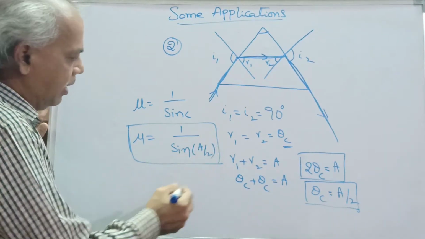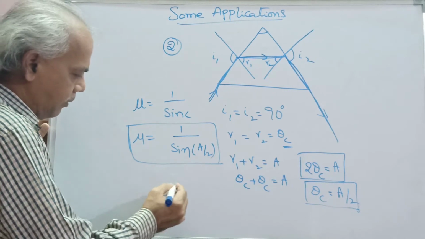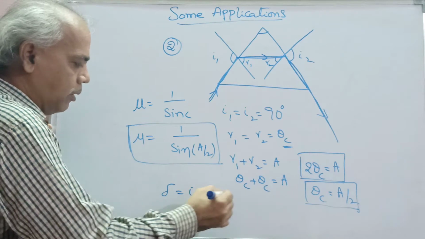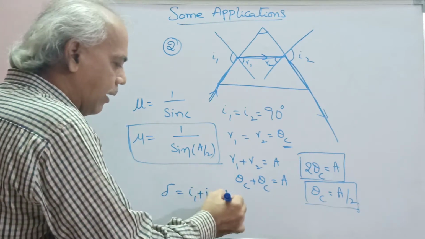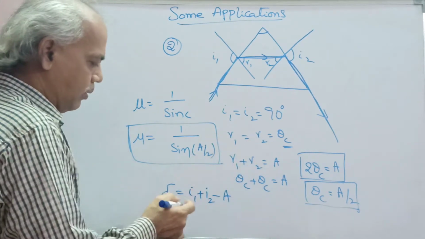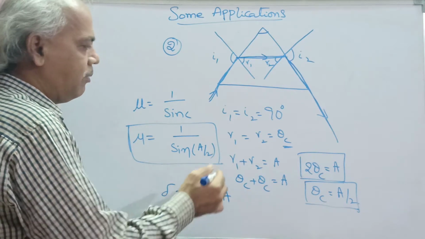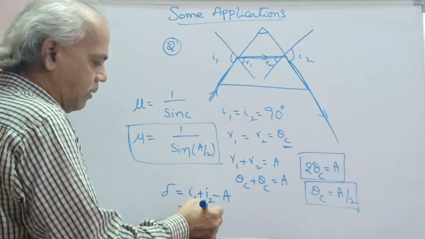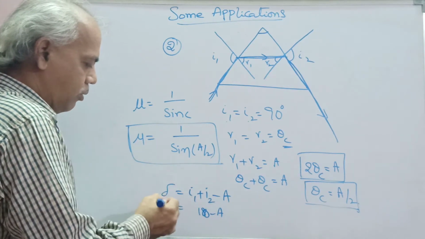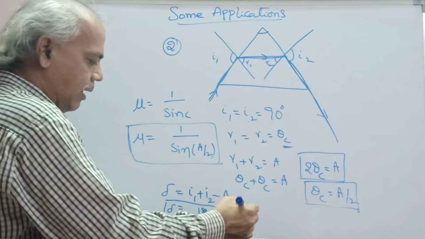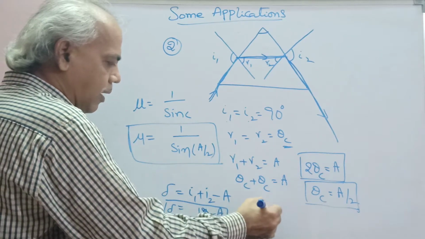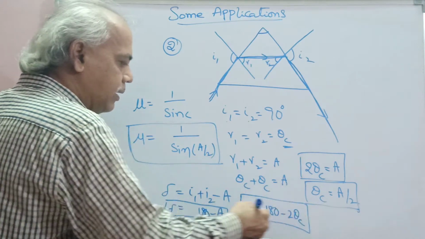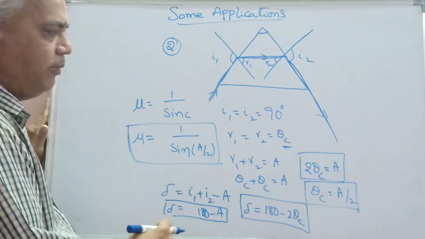Here the angle of deviation. Angle of deviation δ is equal to i1 plus i2 minus A, where i1 plus i2 means r1 plus r2. Here i1 is equal to i2 is equal to 90, so 180 minus A. δ is equal to 180 minus A, or δ is equal to 180 minus 2θ. It is the angle of deviation.